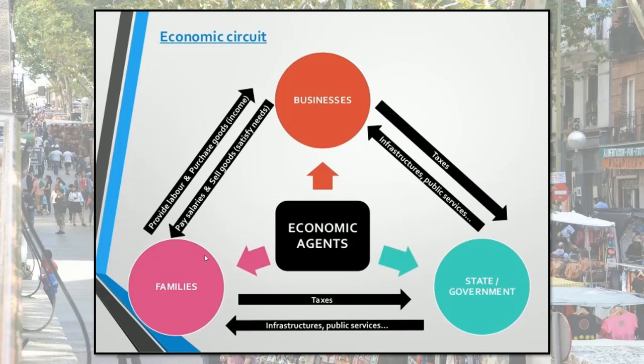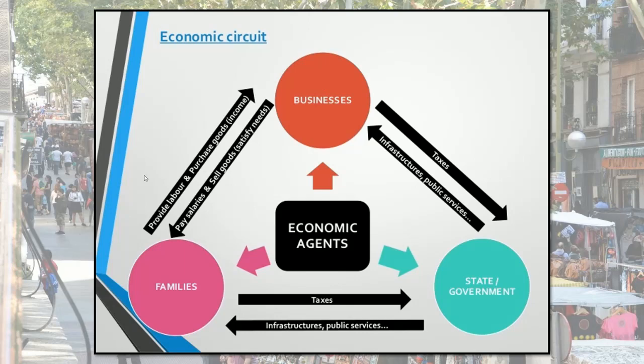The consumers are the families, we, the people, and we are the basic units of consumption. We consume all the goods provided by the businesses. And finally, we have the state or government, which is also called the public sector. And from an economic point of view, the state is both a producer and a consumer.